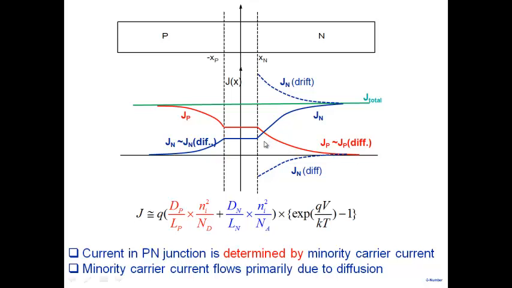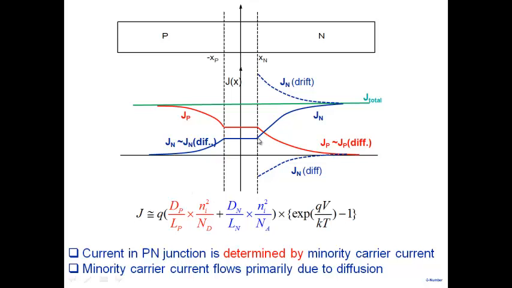Why? If you look at these two, take any plane. Let's take this particular plane here, this edge, Xn. What do you find? You find two current components, right? This Jp here, which is minority carrier, plus Jn here, which is majority carrier. Correct? At this plane, it's made up of Jp, which is minority carrier, fine, but it's made up of Jn also, which is majority carrier.